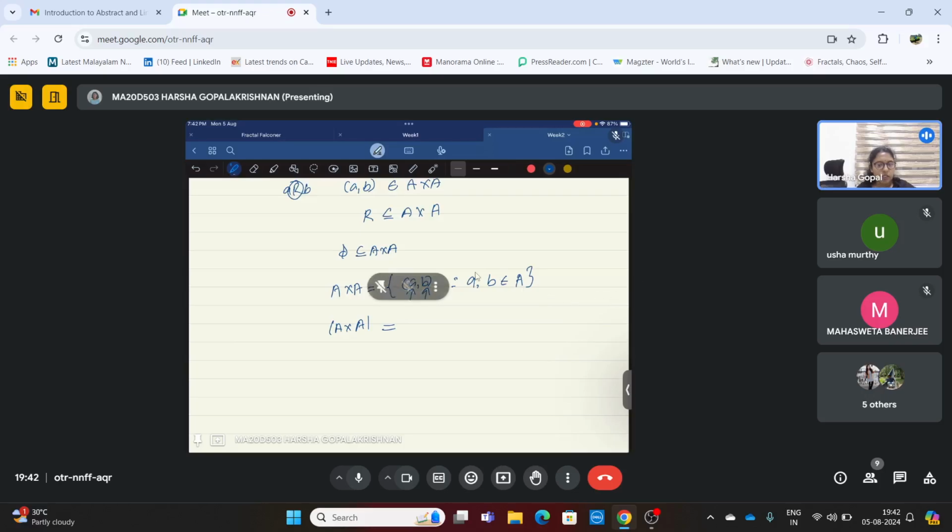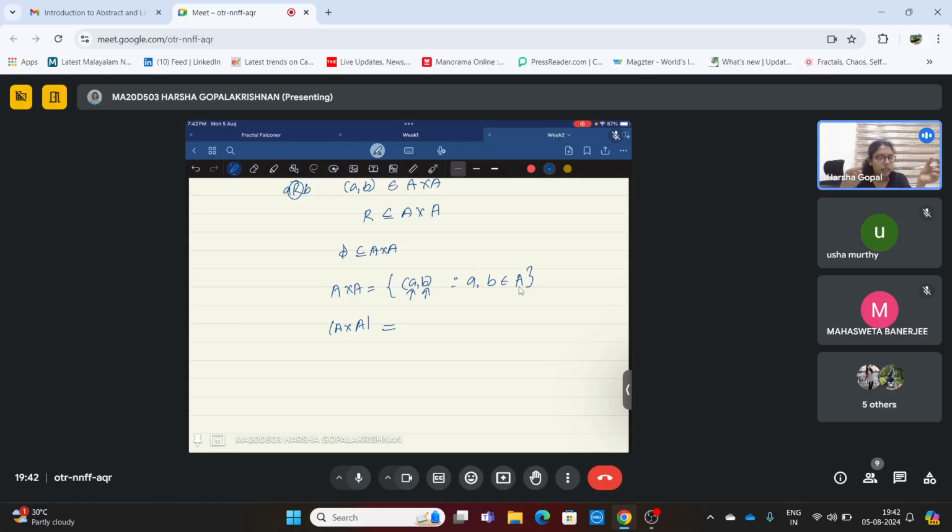Is that clear for everyone? Like what I am saying? A is a set with m elements. A cross A means the set of all possible combinations AB. AB varies from element A. For A, we have m possibilities, A1, A2, etc. Am. So the same m possibilities we have for B also.